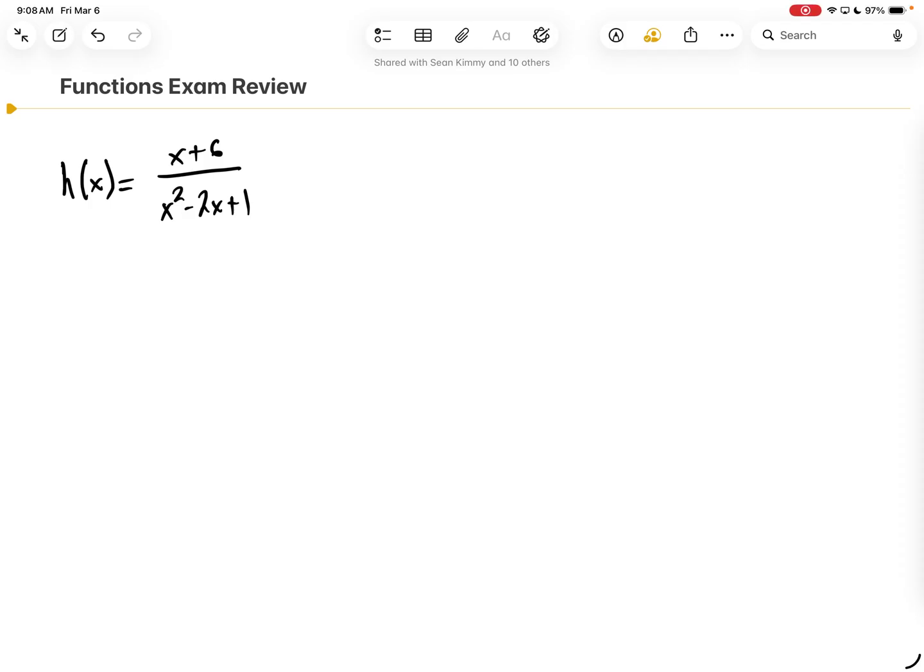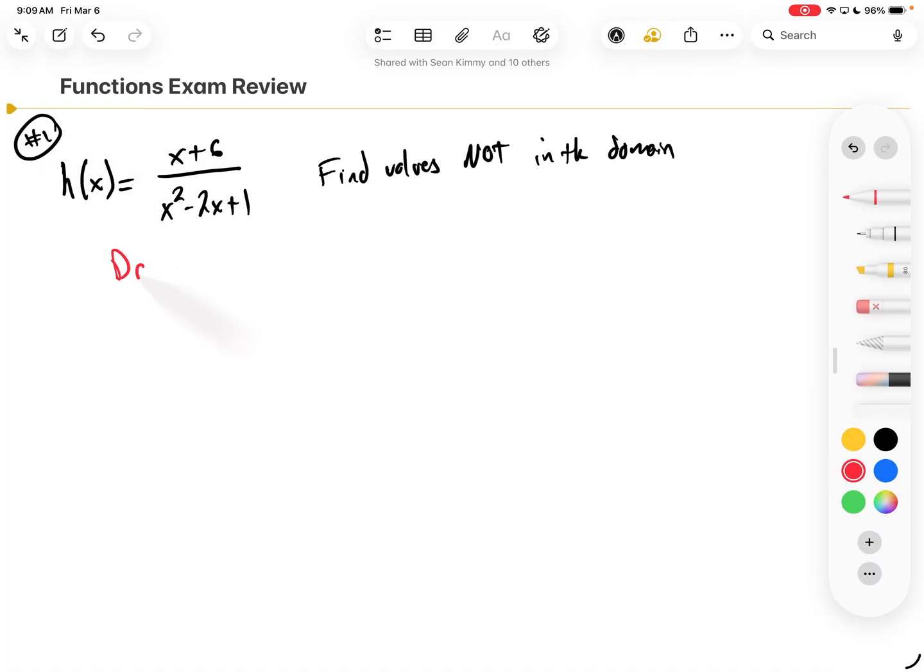So the first one says find values not in the domain. Okay, so the domain is technically what numbers x can be. The domain is what numbers x can be. Okay, so x is the domain. The range, just to mention it right here, is what numbers the y can be.